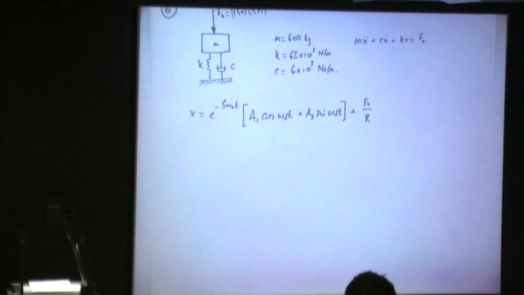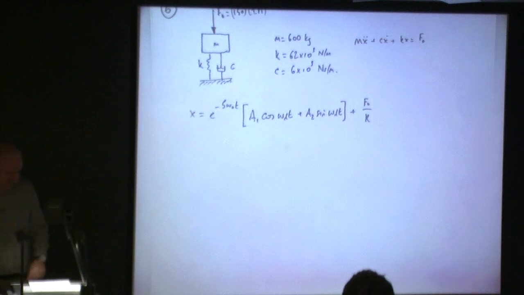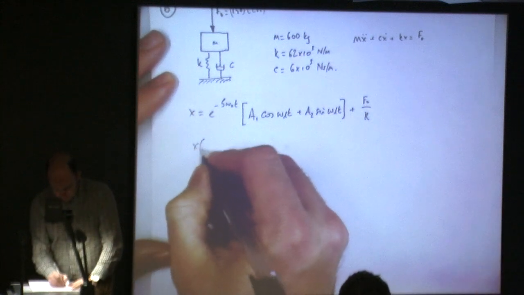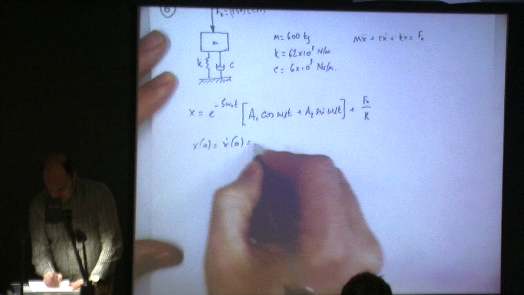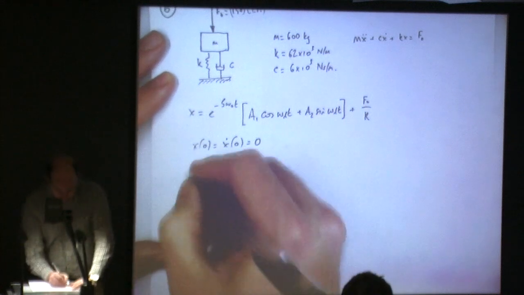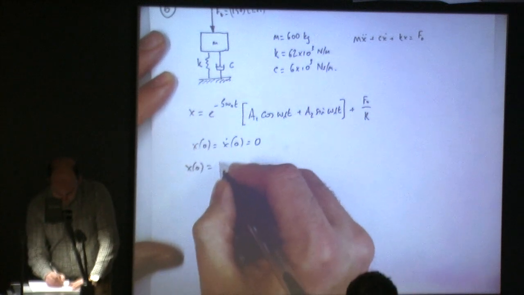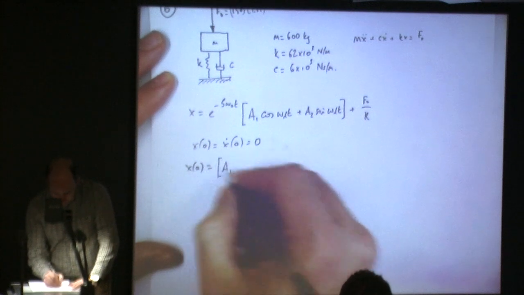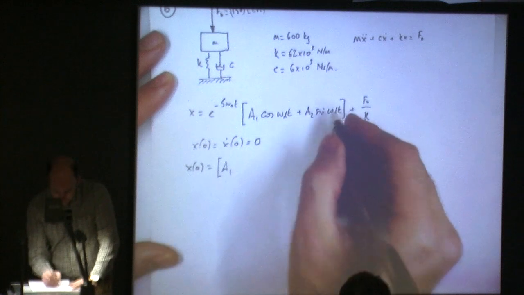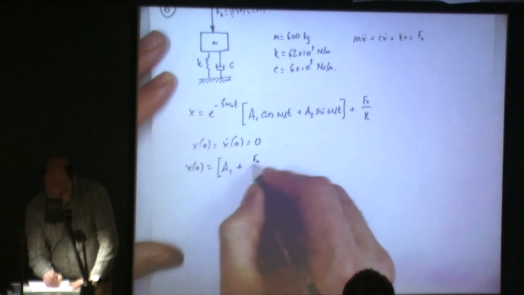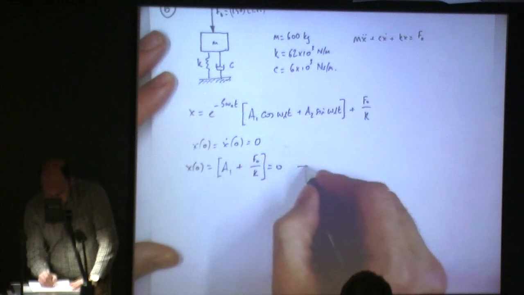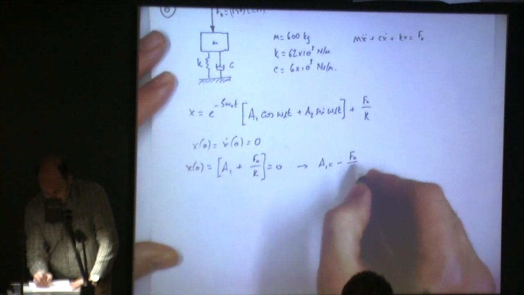And now what we've got to do is go and solve for A1 and A2. My initial conditions are in fact the rest conditions: x of 0 equals x dot of 0, which equals 0. And so for x of 0, my displacement, this term is going to be 1, e to the power of 0 is 1, and then we have A1 times 1, plus A2 times 0, so that disappears, plus F naught upon k equals 0. It's quite clear that A1 is going to be minus F naught upon k.